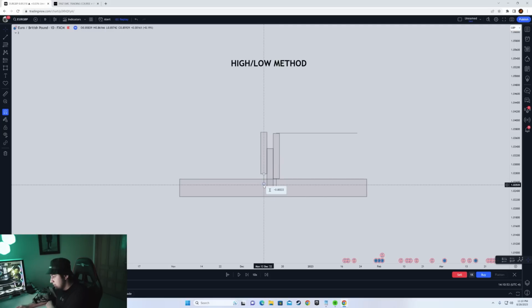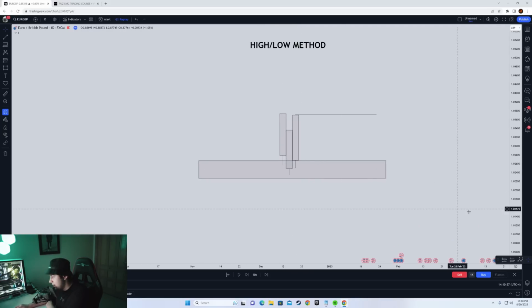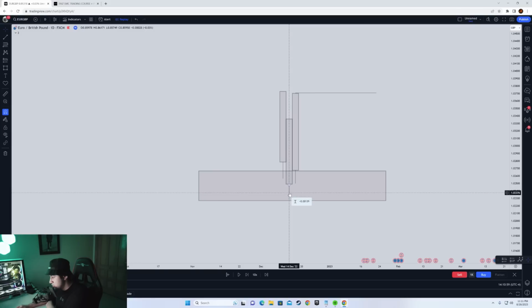The first one is high and the third candle is high. So you see these wicks, right? The mid one has to be the lowest. The first one, the left one, is, you can see it's higher than this low, and the low of the third candle is also higher than this low.